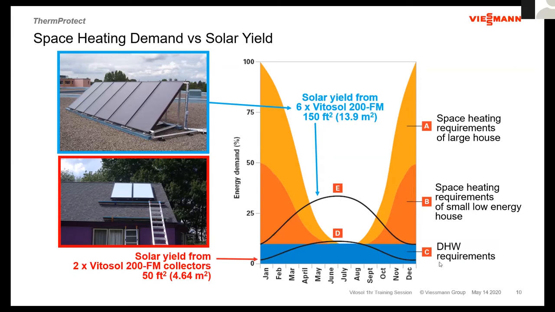You can kind of see the peaks and the valleys are very similar. And then on top here, we've got a six collector system, and it looks like this as far as the amount of energy. The blue area down here is your domestic hot water requirements. And we've got a space heating requirement for a small house or low energy requirement house, or we've got a larger house here, or one that's basically not as well insulated. And you see the load profile for that as well.